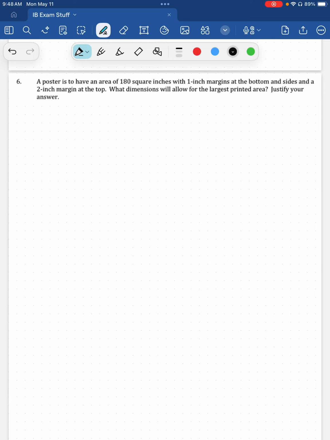Question number 6 says a poster is to have 180 square inches of area with 1 inch margins at the bottom and sides and 2 inch margin at the top. What dimensions will allow for the largest printed area? Justify your answer. So, what we're going to have is a rectangular poster with a frame around the outside from the margins.